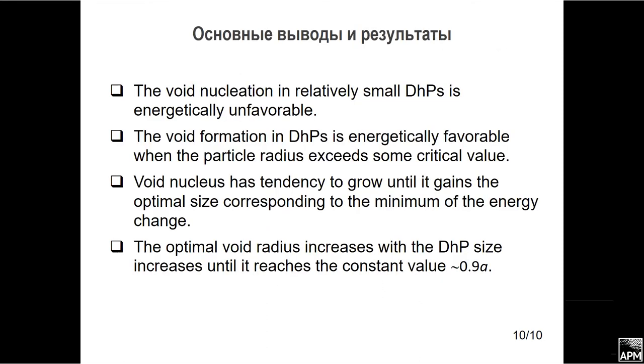And finally, here I demonstrate the conclusion. The void nucleation in relatively small decahedral particles is energetically unfavorable. The void formation in the decahedral particle is energetically favorable when the particle radius exceeds some critical value. And the void nucleus has a tendency to grow until it gains the optimal size corresponding to the minimum of the energy change. The optimal void radius increases with the decahedral particle size until it reaches the constant value of 0.9 of the external radius of the particle. Thank you for your attention.